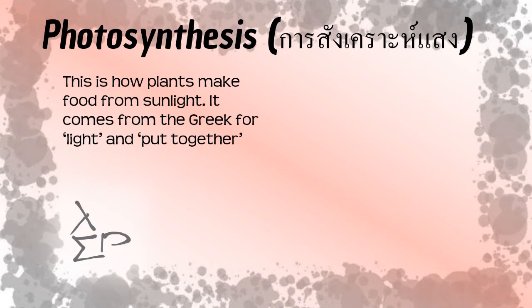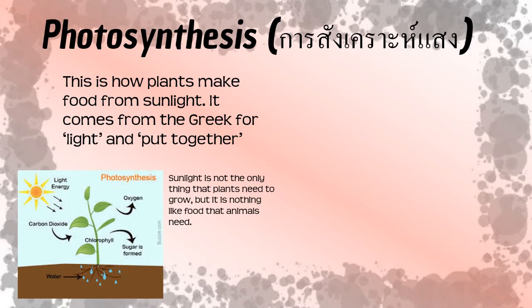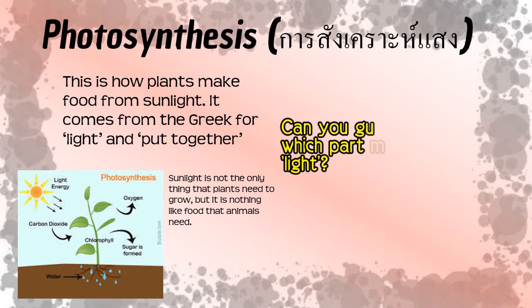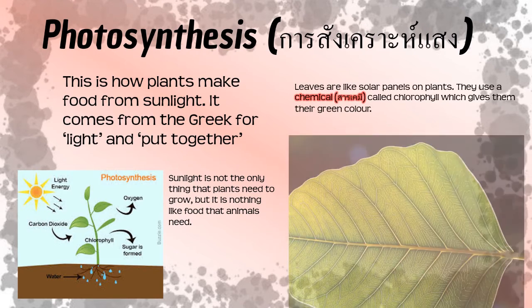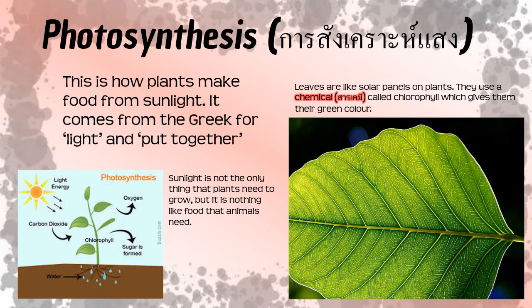Photosynthesis. This is how plants make food from sunlight. It comes from the Greek words for light and put together. Plants take water and nutrients out of the ground and carbon out of the air and use the sun's energy to turn it into sugars the plant can use. The important chemical in this process is called chlorophyll, and it is green, which is why plants are almost always green.